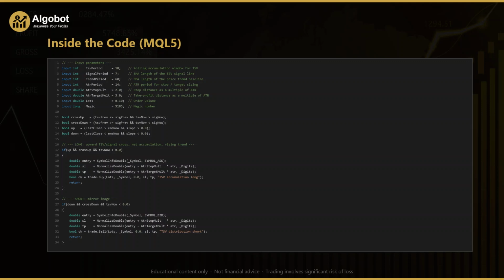The short block is the mirror. If down and cross down and TSV now below 0, it reads the bid price, places the stop above entry, the target below, and calls trade.sell with the distribution comment. Notice both sides normalize their prices to the symbol's digits, so the orders are valid. Same structure, opposite direction. This is educational, not advice.